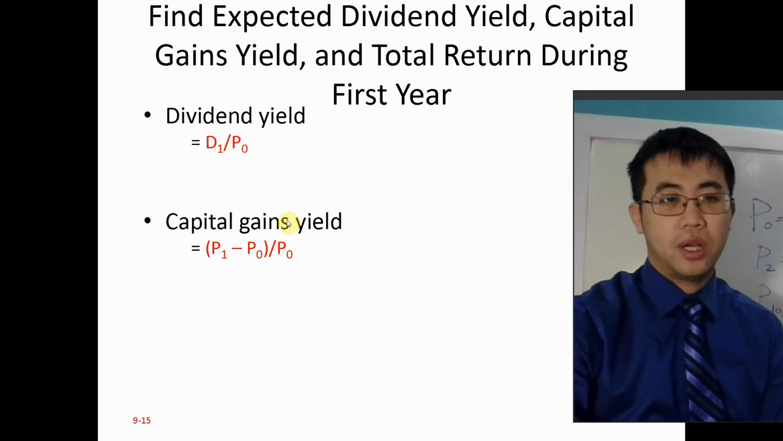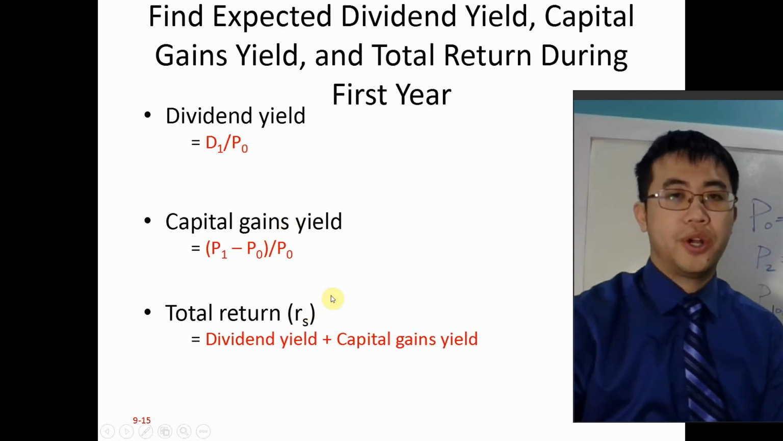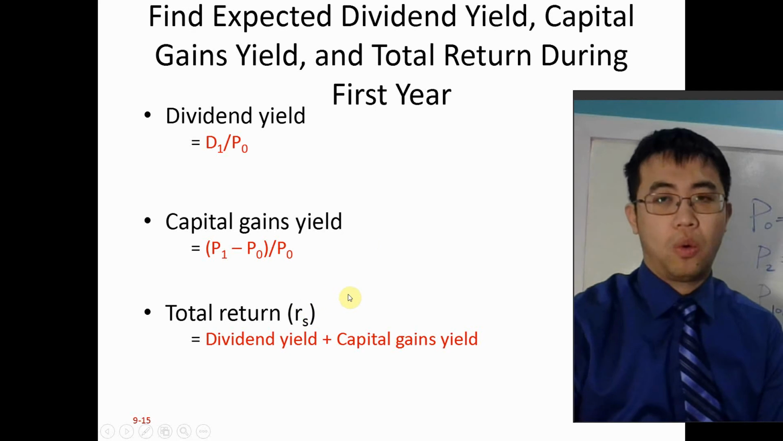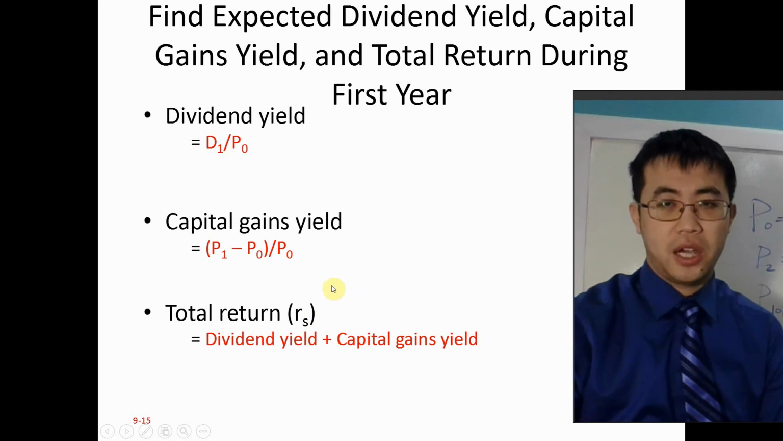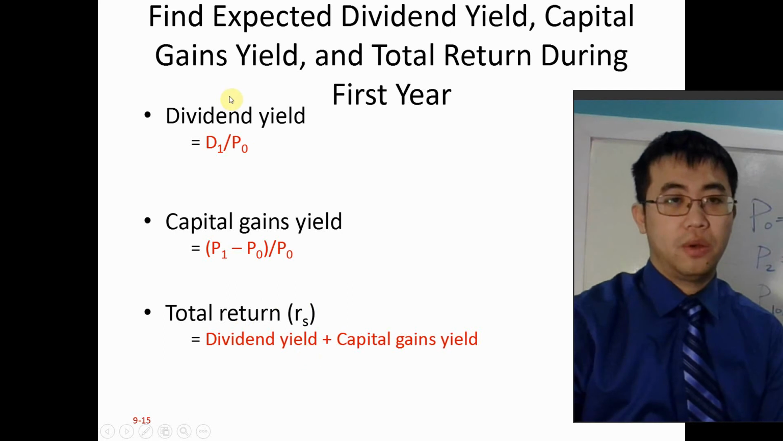And the next one is total return. The total return is just the required return, or the rate used to discount the cash flows. The total return is the dividend yield plus the capital gains yield. So if you hold the stock, you have a return from 2 sources. The first source is dividends. The second source is the appreciation of the stock price. They both contribute to your total return, and this total return is also the required return.